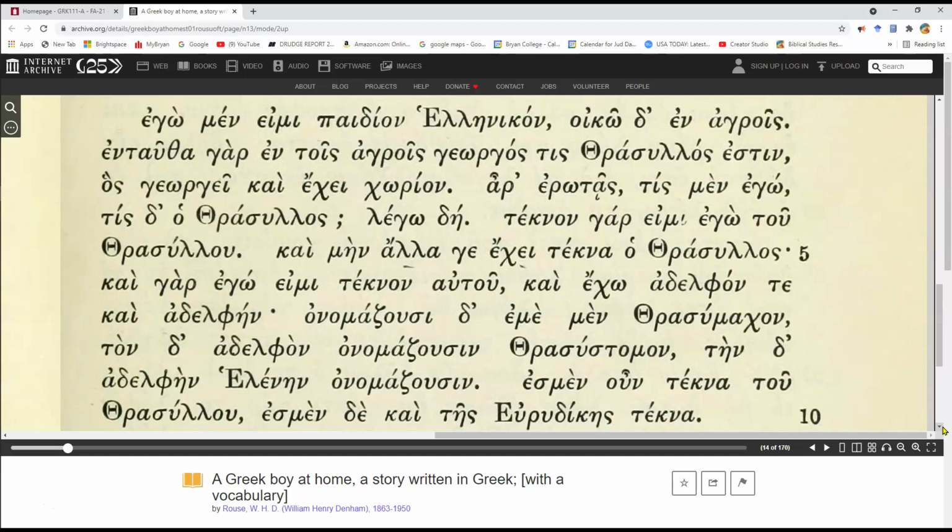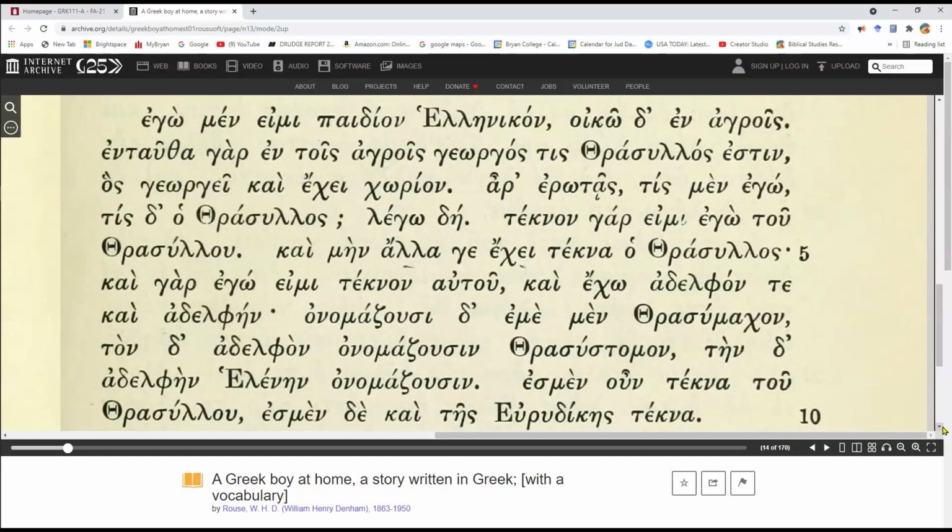On the one hand, I'm a child of Thros. On the one hand, I'm a little Greek boy. On the other hand, I live in the fields. There in the fields is a certain farmer, Throsalos, who farms and has a chorion. We still don't know what a chorion is, so just put chorion. A little something. So you ask, who am I and who is Throsalos? I'll surely tell you. For I am the child of Throsalos, and indeed he has other children.